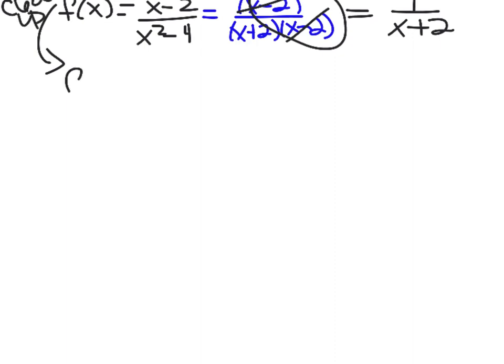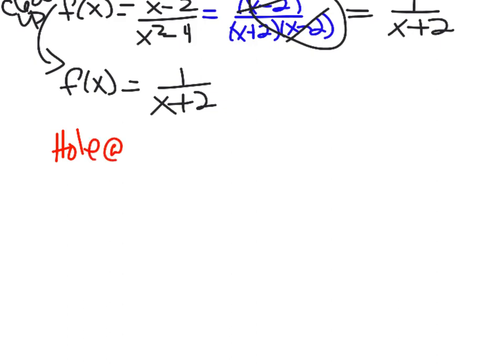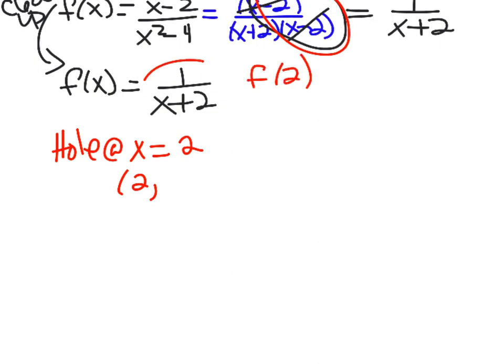My cleaned up version is f of x is equal to 1 over x plus 2. So let's start with the hole. There's a hole at x is equal to positive 2. So how do we get the coordinate? So x is 2, I need the y value. So I do f of 2 and I plug it in here. So it's 1 over 2 plus 2, which is 1/4. So that's my y value, 1/4.